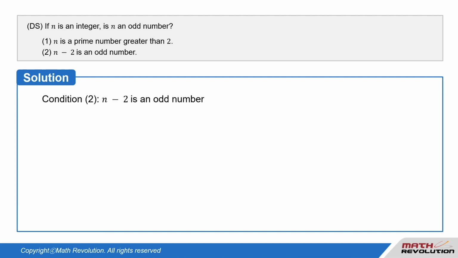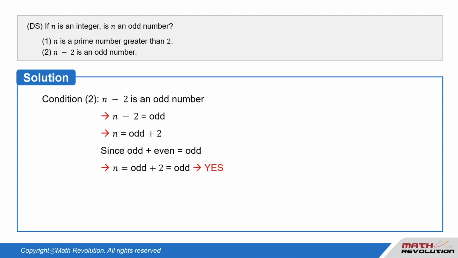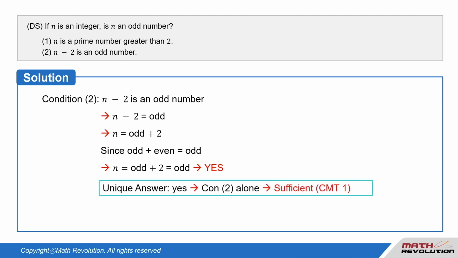Condition 2 tells us that n minus 2 is an odd number. So, n minus 2 equals odd. That is, n equals odd plus 2. Since odd plus even equals odd, we get n equals odd plus 2, which equals odd, and yes as the answer. The answer is unique, yes, so the condition is sufficient by the common mistake type 1, which means that the answer must be in terms of a unique yes or no.